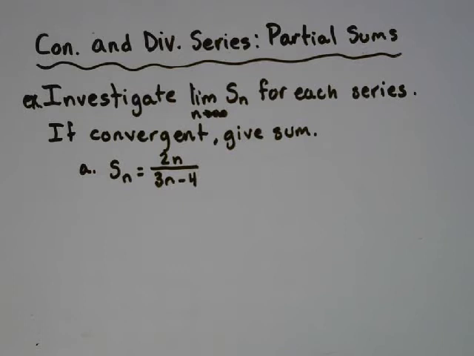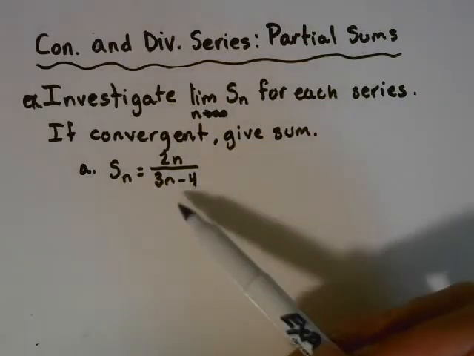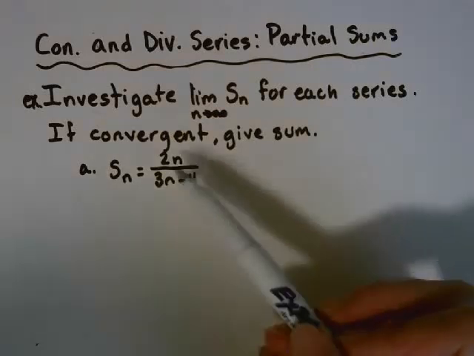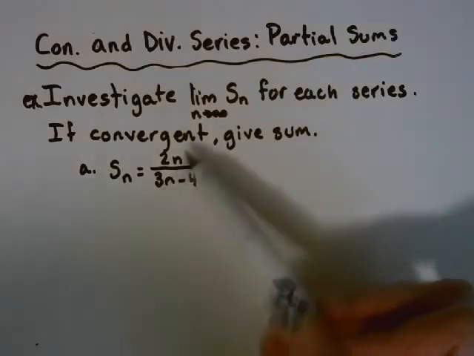So my next example: investigate the limit as n goes to infinity of Sn for each series, and if convergent, give the sum. So my first one is Sn is equal to 2n over 3n minus 4. Now this is different than an. This is saying if I wanted to find the sum of the first 100 terms, I would plug in 100.